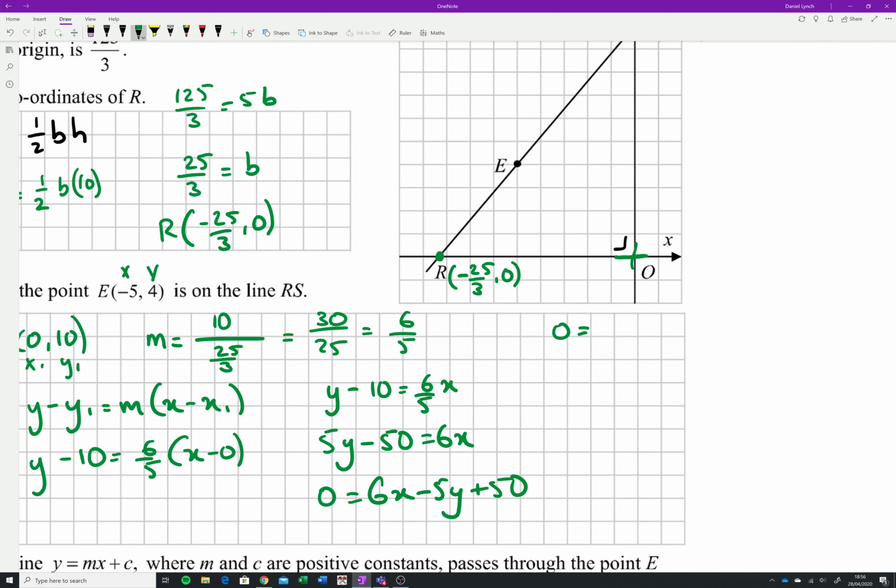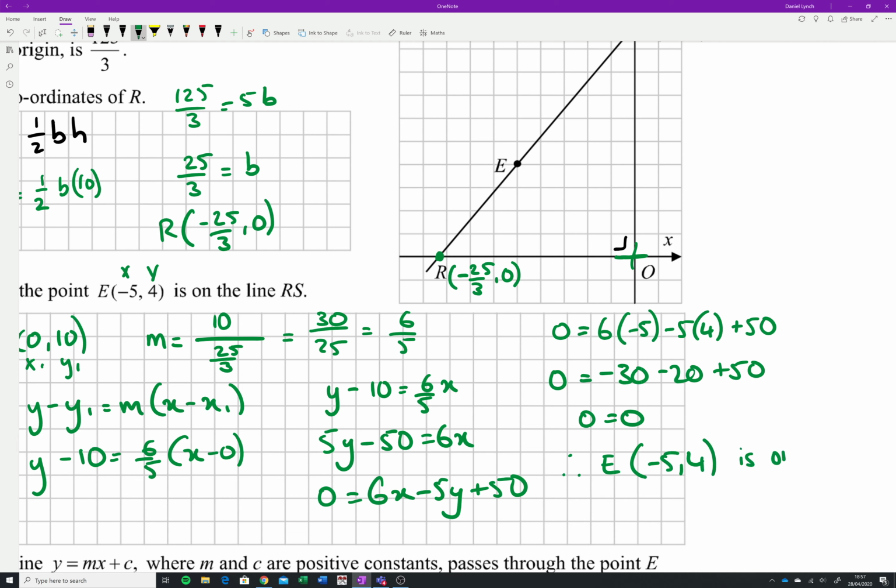0 is equal to 6 times minus 5, minus 5 times y, which is 4, and plus 50. So hopefully this works out. 0 is equal to minus 30, minus 20, plus 50. What do you know? 0 is equal to 0, and we say therefore, so it satisfies the equation is what you would say in mathematics. Therefore E, which is minus 5, 4, is on the line.